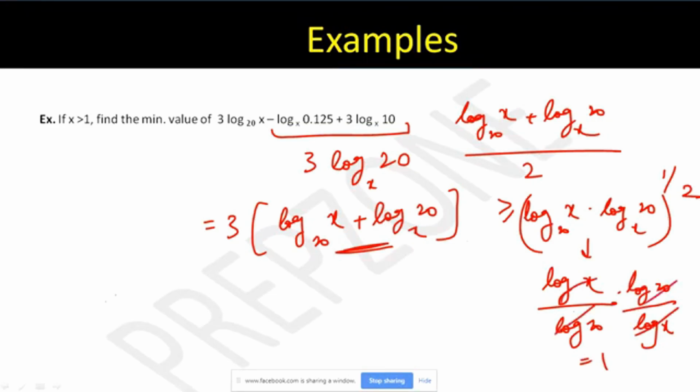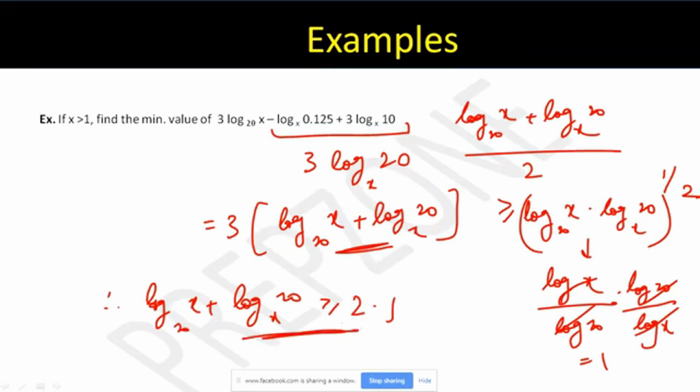Hence, finally I have derived that log x to the base 20 plus log 20 to the base x by 2 was there. I'm taking the 2 to the side. 2 into this was 1 to the power 1 by 2, which is 1. So the minimum value is 2. This is the final expression. I'll put the minimum value of 2 here. So the final answer will be 3 into 2. Answer is 6. That's it.